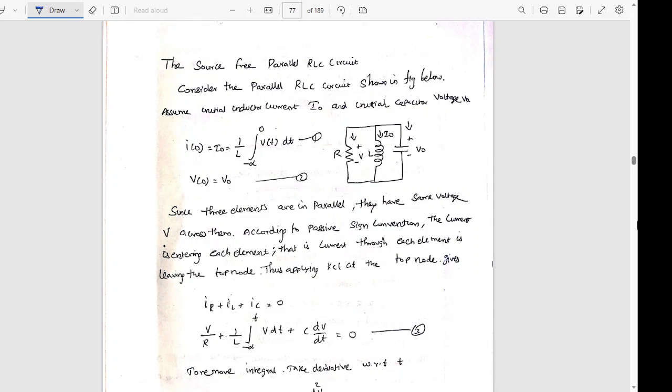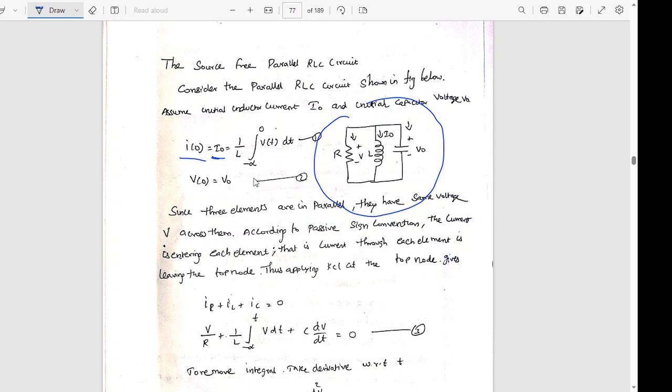So in this video we are discussing the source-free parallel RLC circuit. I am going to consider a parallel RLC circuit shown in the figure. It means I will have a resistor, inductor and capacitor connected in parallel. The initial current through the inductor will be considered as I0.